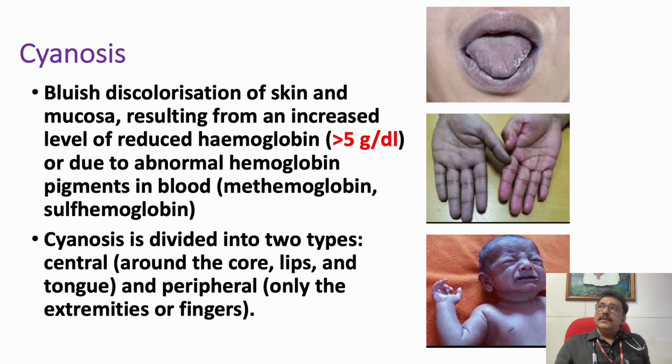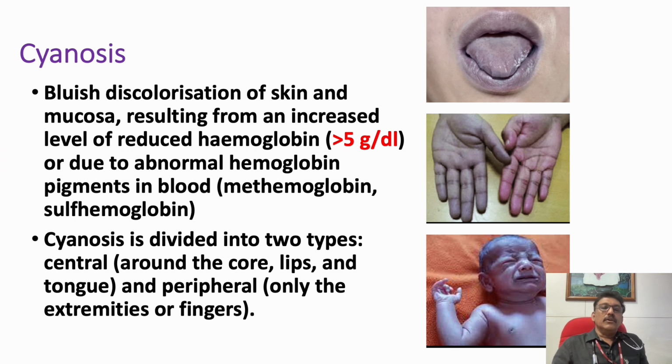So when we see the circulation, arteries are red in color and veins are blue in color, because veins contain more desaturated blood. That means the oxygen content in the blood carried through the veins is less and carbon dioxide levels are high there, so that gives a blue color to veins. So the definition of cyanosis is bluish discoloration of skin and mucosa resulting from an increased level of reduced hemoglobin.